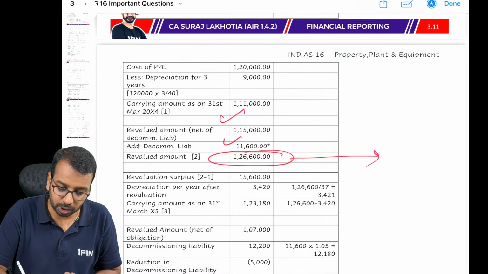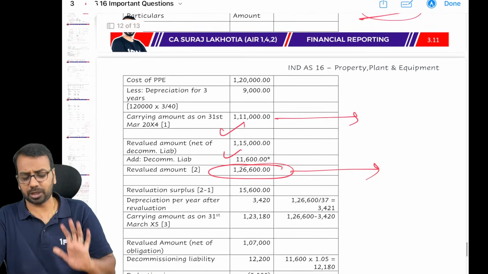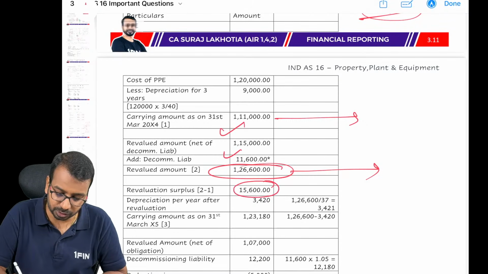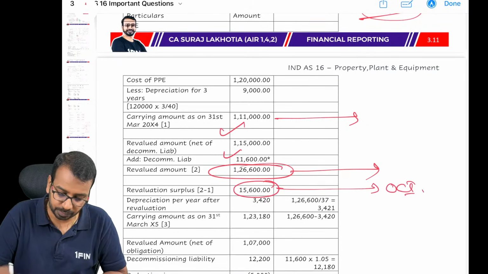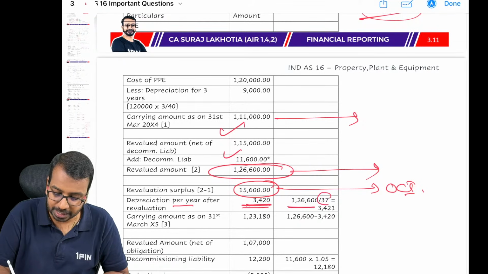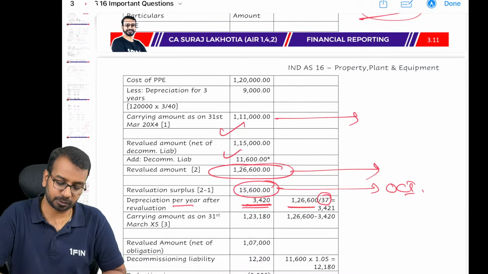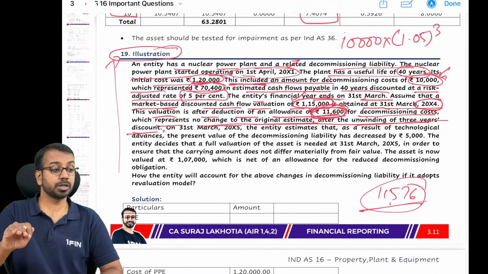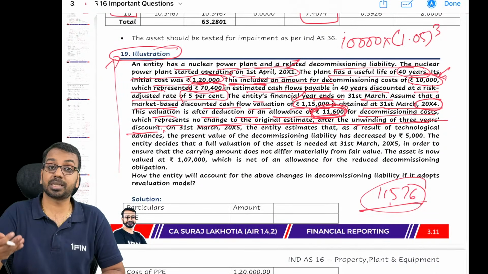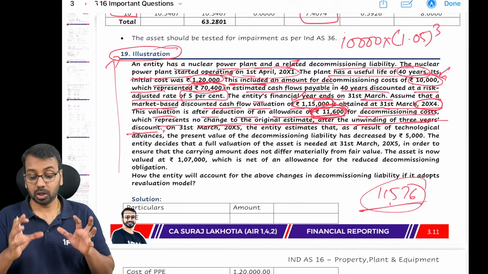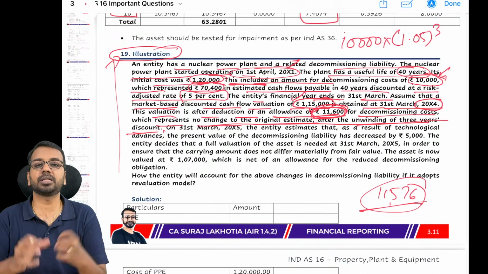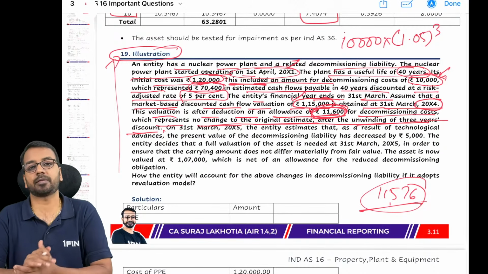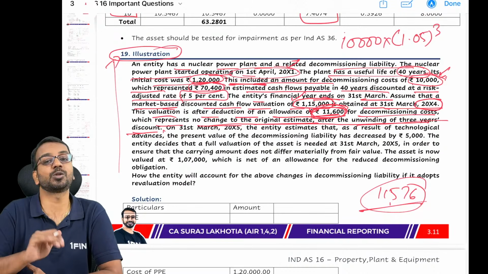What is the carrying amount? 1,11,000. Carrying amount, all of you can calculate. The difference will be revaluation surplus transferred to OCI. After that, every year depreciation will be 3420, which is 126,600 divided by 37 years. And please be mindful, these kinds of questions are likely to be tested in IBS also. I have seen there's a lot of focus on complex questions being tested as a part of IBS, and it can be highly scoring for you.